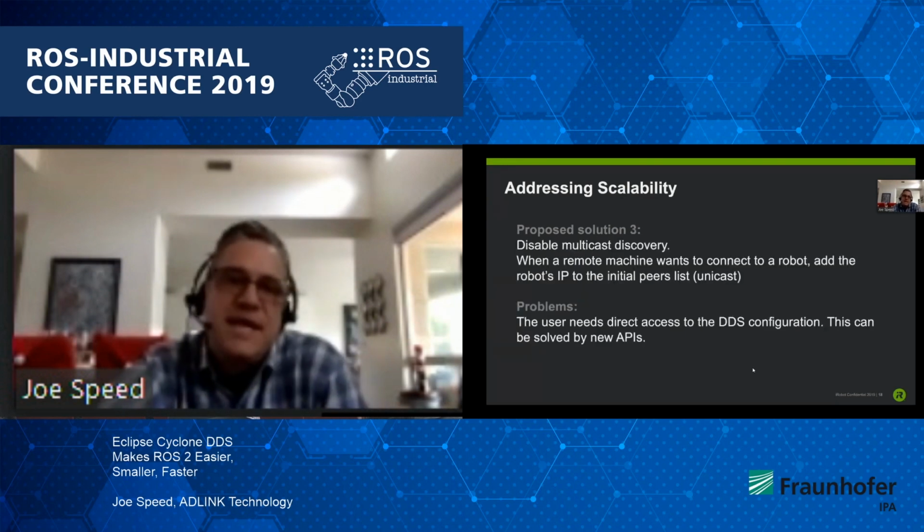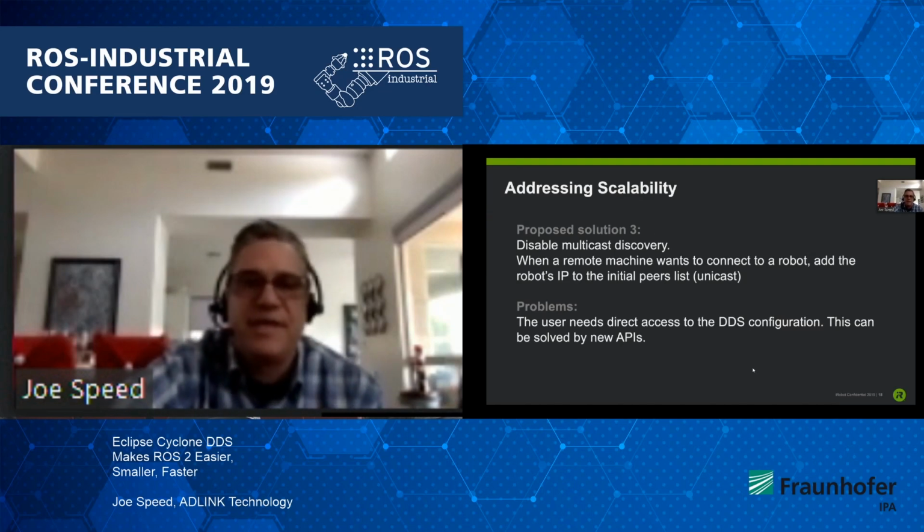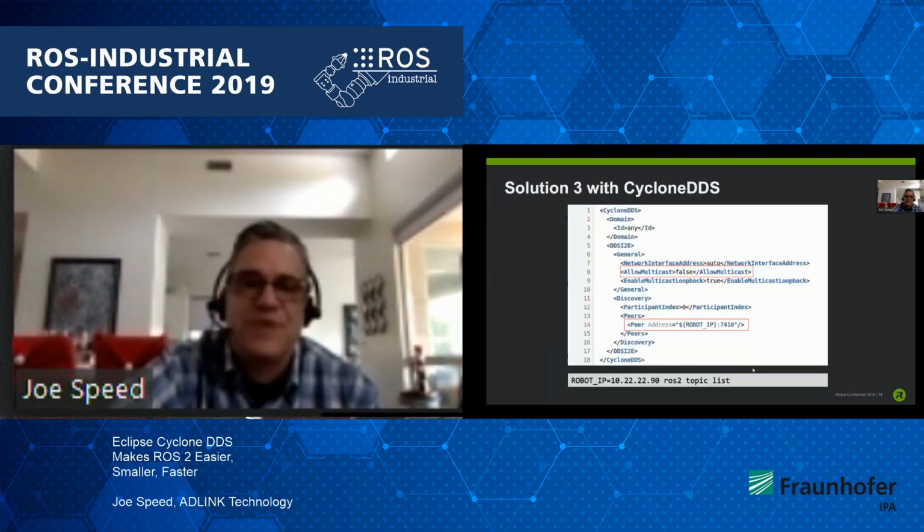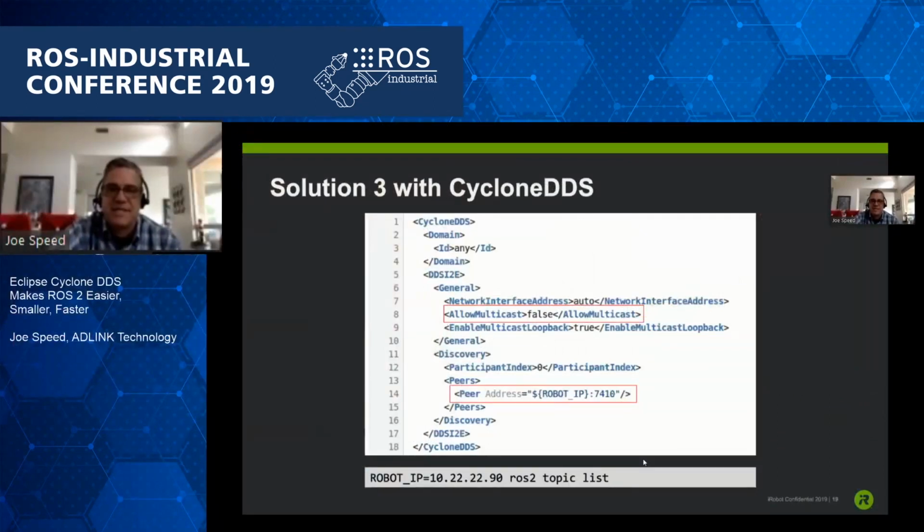And then they came up with this idea: if they disable multicast discovery and instead do just unicast, could that work? And that did address it. And they were able to do that with Cyclone DDS by going in and explicitly listing the robot you want to connect to. But then that requires configuration changes for each robot you want to connect to.